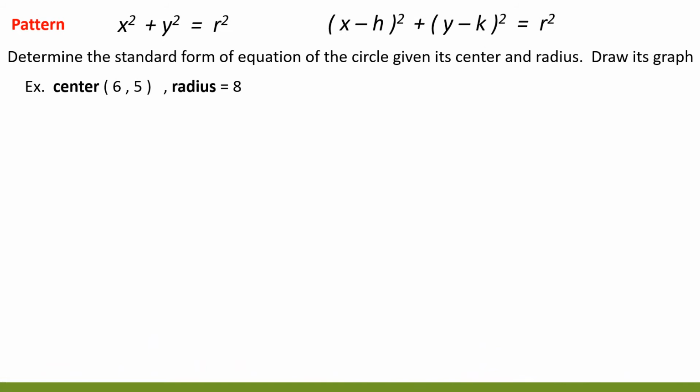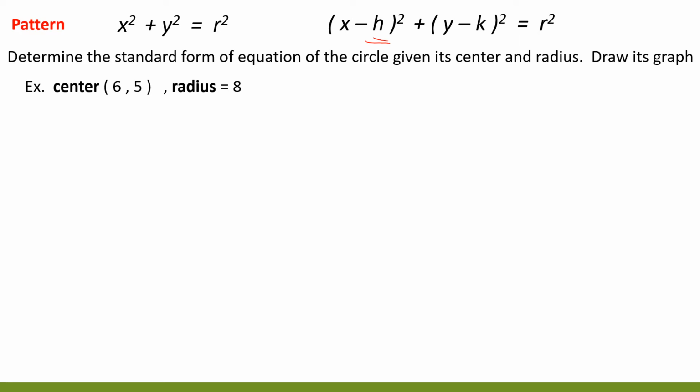Our task is to determine the standard form of equation of the circle given its center and radius. Then draw its graph. Given center (6, 5), radius 8. At first, we will write this given into what? Standard form of equation of the circle. Since our center is not at the origin, we'll be using this pattern. Yung (x minus h) quantity squared plus (y minus k) quantity squared equals r squared.